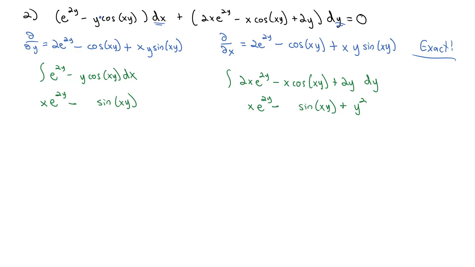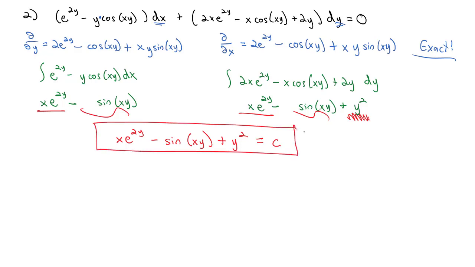Now that we have all the pieces, we just have to put them together to make our solution. We've got an x e to the 2y on both. We've got a negative sine of xy on both. Again, remember, we don't need to repeat it just one time. And then we've also got a plus y squared. We're taking all the pieces and putting them together without repeating pieces. And that's going to equal our constant, and we've solved our exact equation.